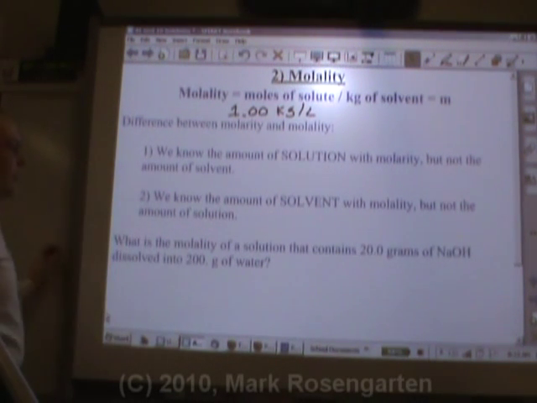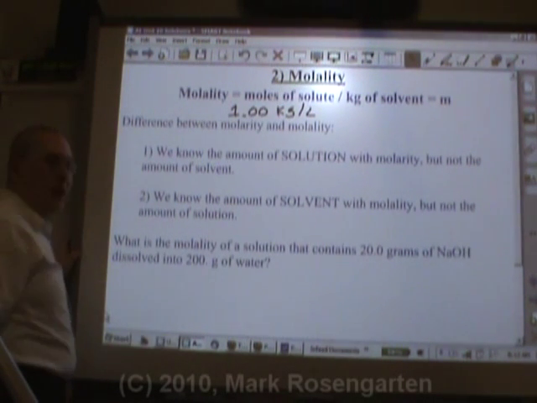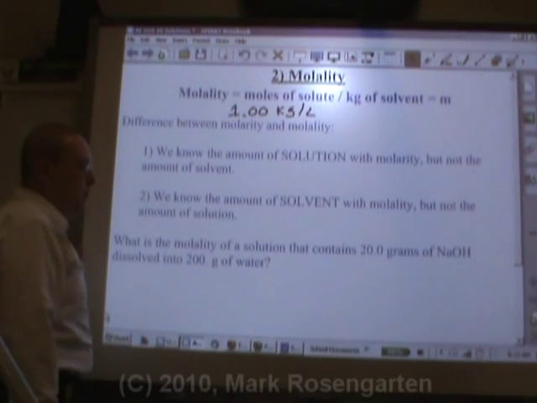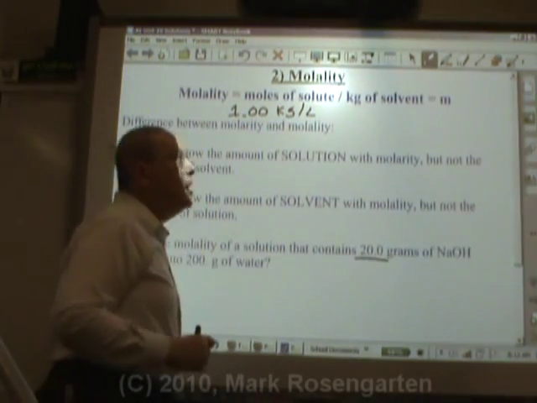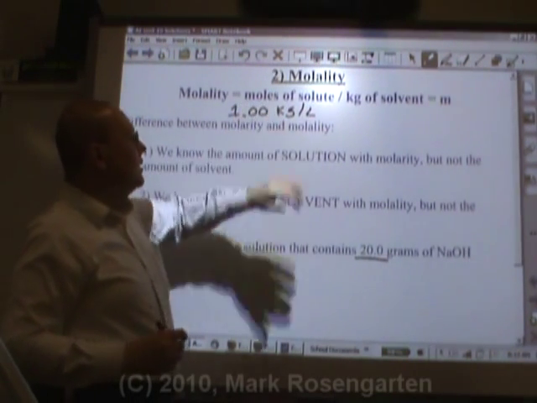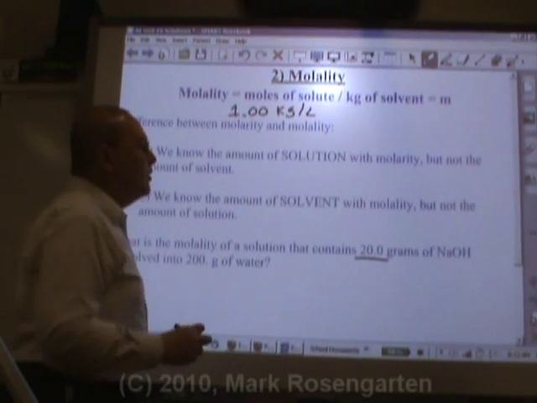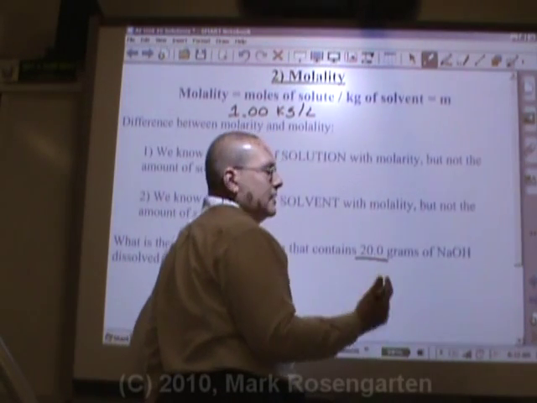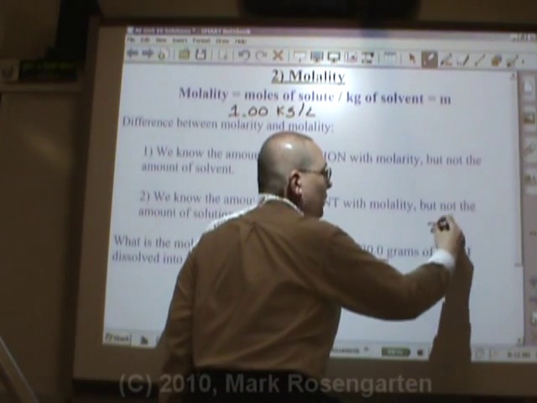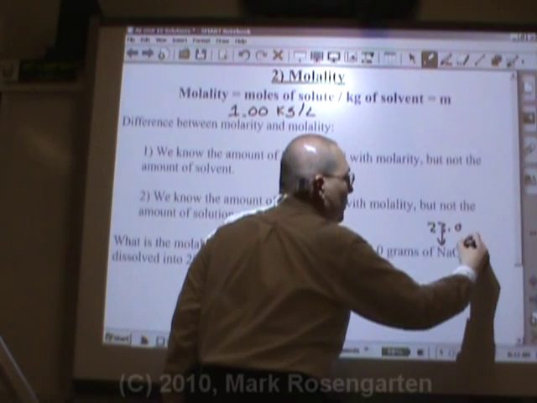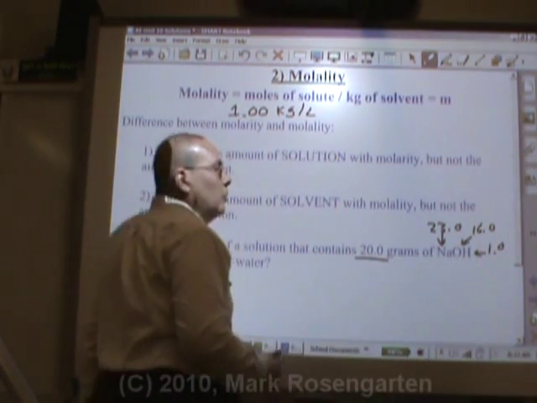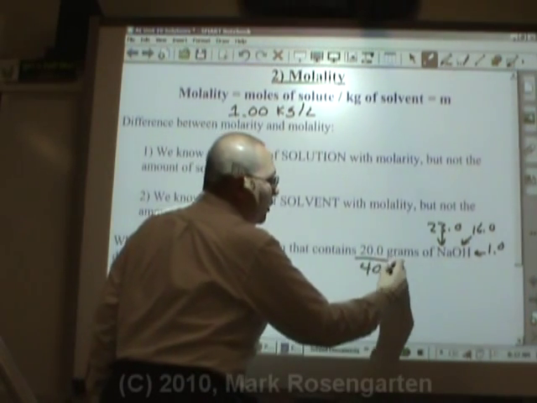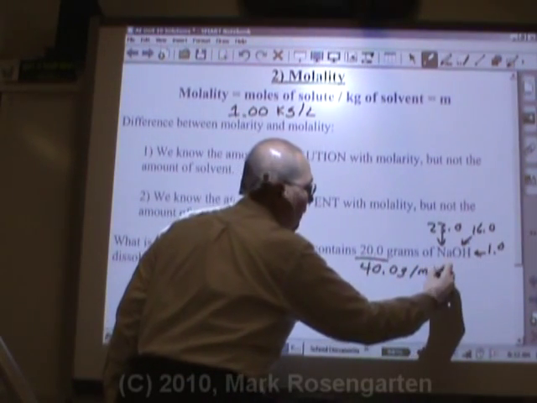So, what is the molality of a solution that contains 20 grams of sodium hydroxide dissolved into 200 grams of water? Well, the same steps apply as before. First, convert the grams of your solute to moles, because molality is moles of solute per kilogram of solvent. So to do that, we divide by the formula mass of NaOH. Na is 23.0, O is 16.0, and H, of course, is 1.0, which adds up to 40.0 grams per mole.